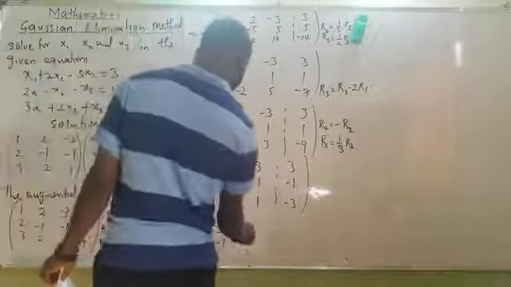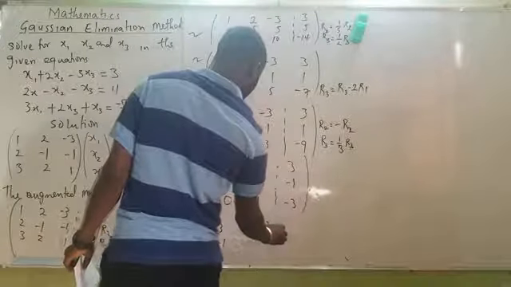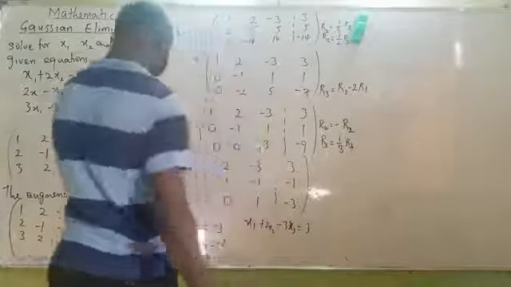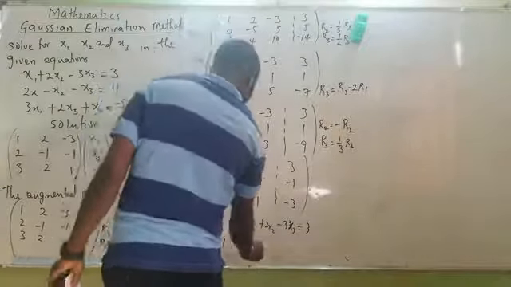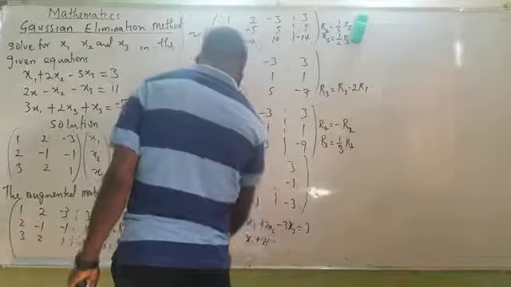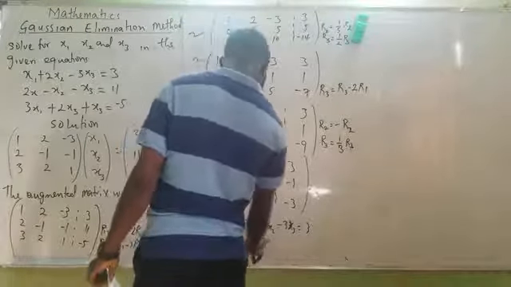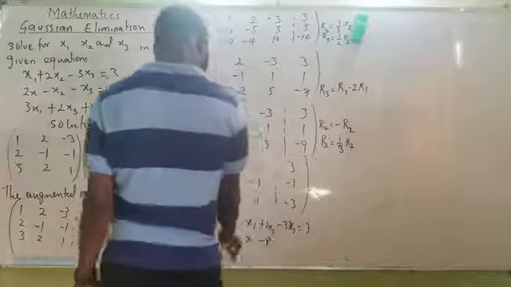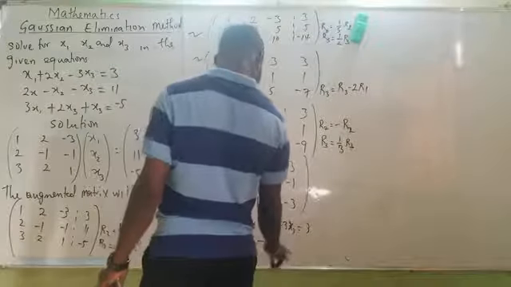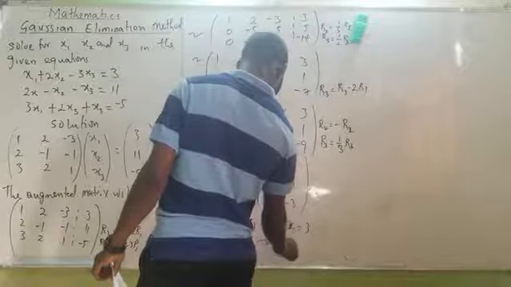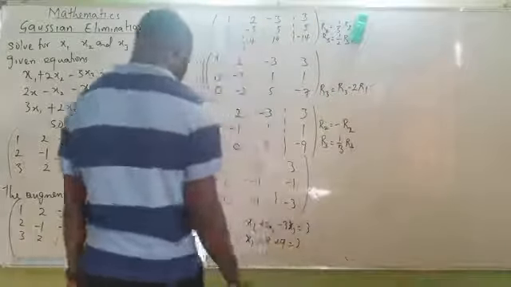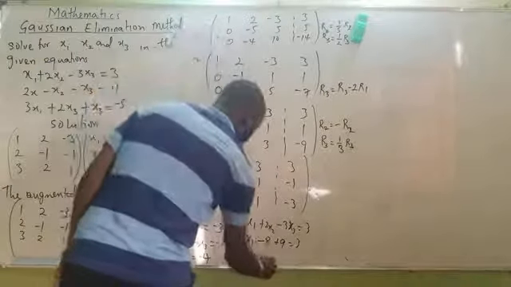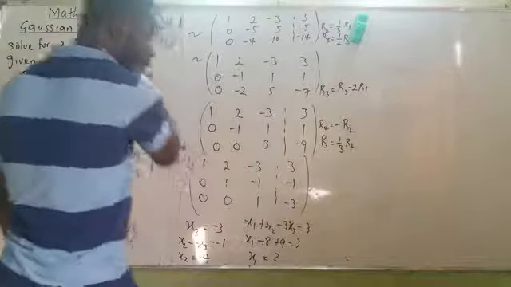And my x1 plus 2x2 minus x3 equals 3. Now, this is going to be x1 plus 2 bracket of what is my x2? That will be minus 8. And what is my x3? x3 is minus 3. That will be 9, plus 9 equals 3. Now, this one becomes 1, so x1 equals 2.